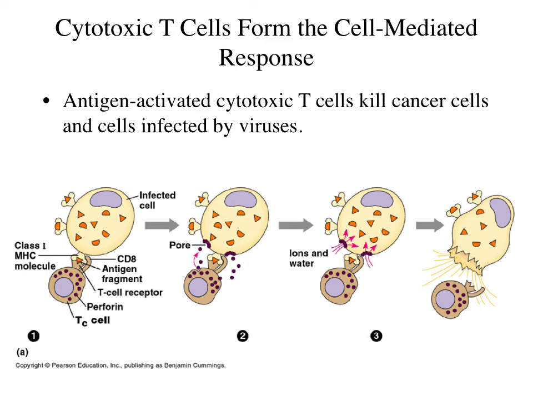Cytotoxic T cells are a critical component to the cell-mediated immune response. An infected cell will display an antigen fragment on its surface using a class 1 MHC molecule. A specific T cell is activated by binding to the MHC antigen complex. The activated T cell discharges perforin molecules which will create pores in the membrane of the infected cell. This allows water and ions to flow into the infected cell and causes the cell to lyse.